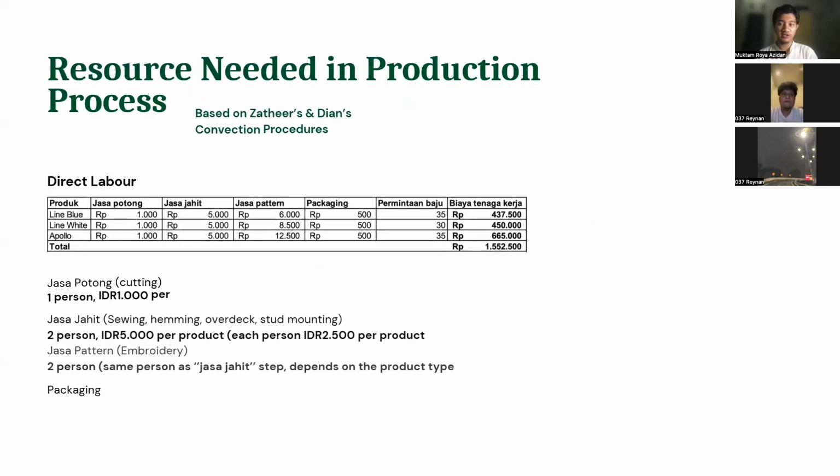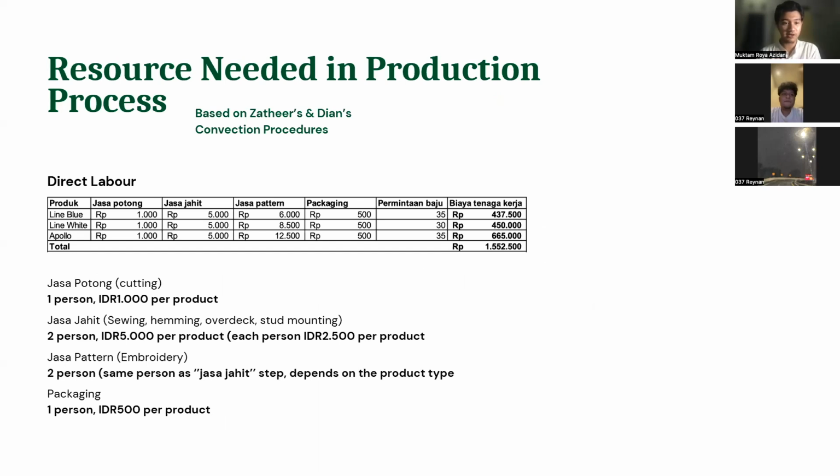Okay, so this is the resource needed in the production process. We move to the direct labor. Firstly, we come to the direct labor. Basically, the company only has four workers. One person is in charge of cutting with the electric cutting machine, with a salary of around 1,000 rupiah per product.